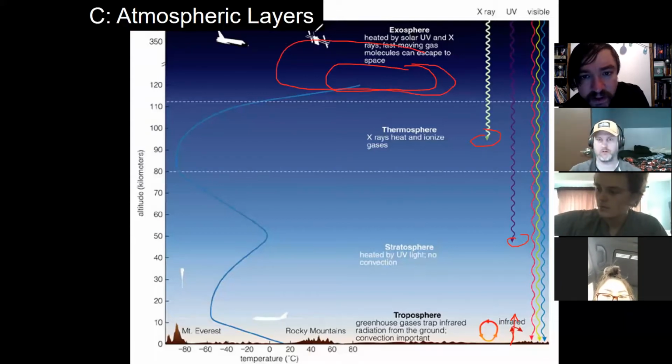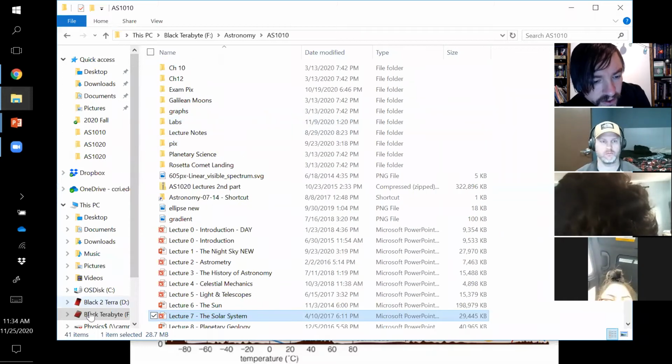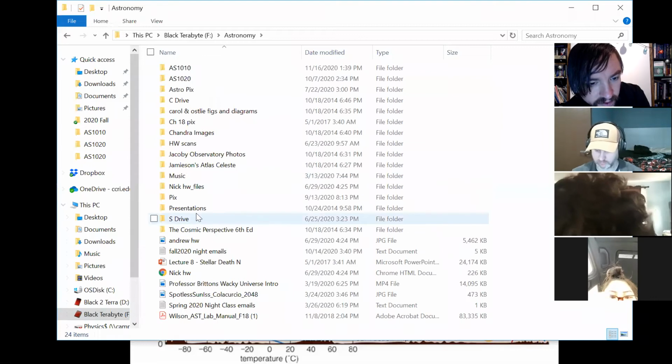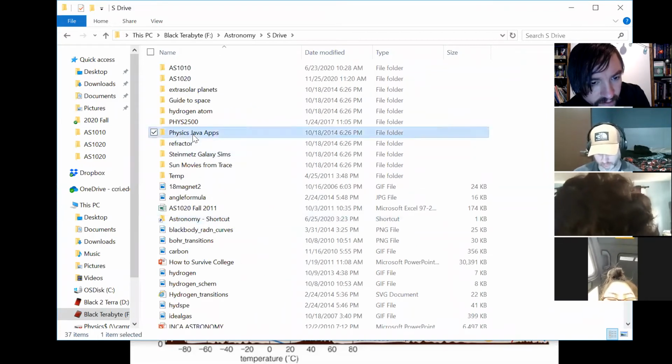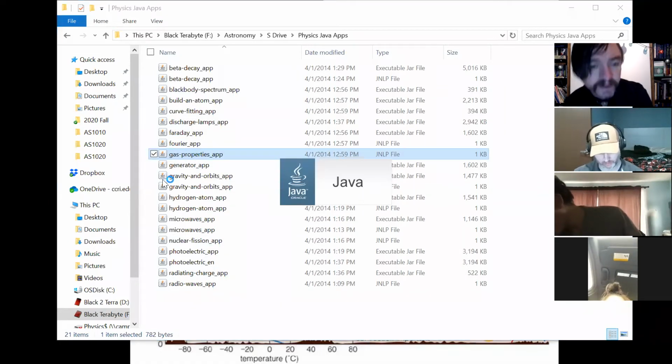So let me stop the share. Let me get out an animation. Sorry, bear with me here. We want the astronomy folder, the S drive, and we want the physics Java apps. And we want to just look at some gas properties once again.